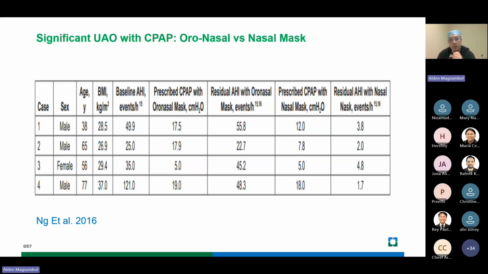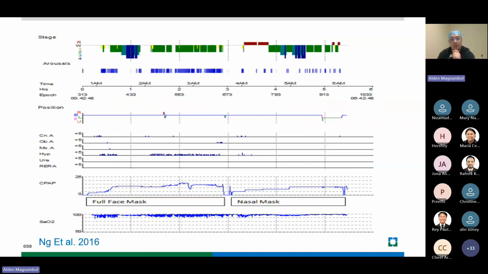patient's sleep. This table shows four cases demonstrating significant residual upper airway obstruction with CPAP delivered by an oronasal mask, leading to treatment failure, which was corrected by switching to a nasal mask, set in two of the four cases to a substantially lower CPAP pressure. So in each case, changing to a nasal mask allowed adequate control of the upper airway obstruction, with significant reduction in the average residual HI to acceptable limits on this table.